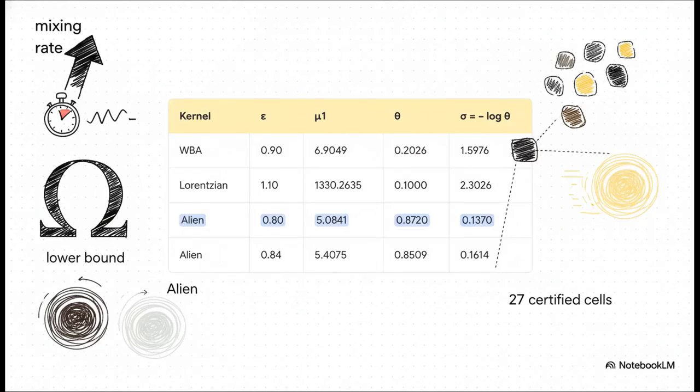If you look at this table, you can see exactly where that number comes from. Across all 27 of our certified parameter cells, the absolute slowest mixing happens right here, with the alien kernel at an epsilon of 0.80. That's what gives us our lower bound. And just for a little context, look at some of the other parameters. The Lorentzian kernel, for example, mixes way, way faster, with a sigma that's more than 15 times larger.